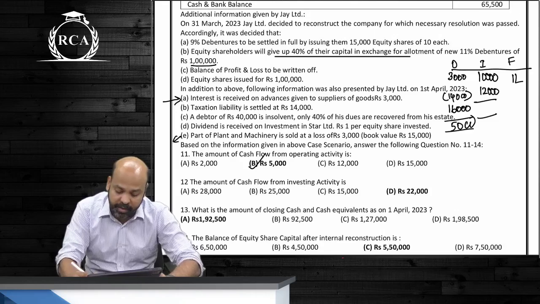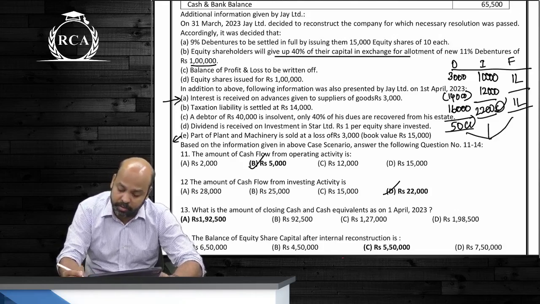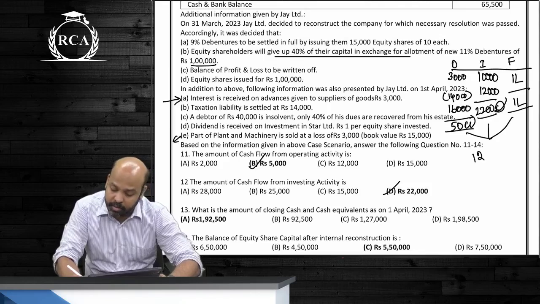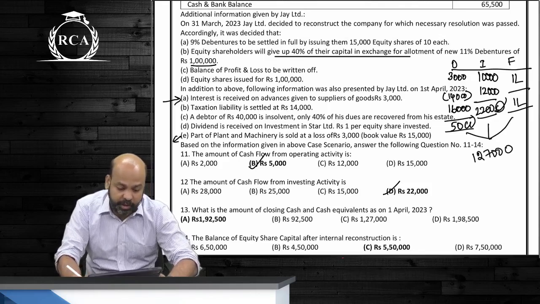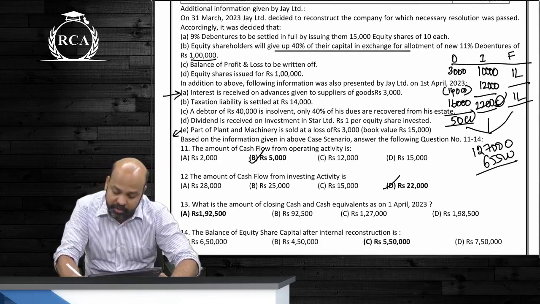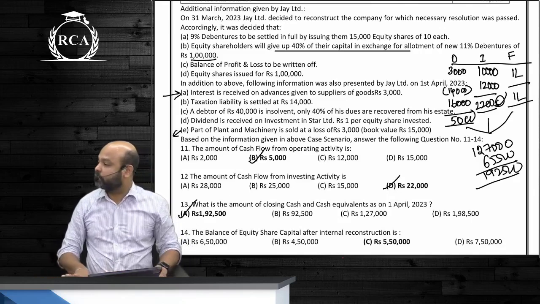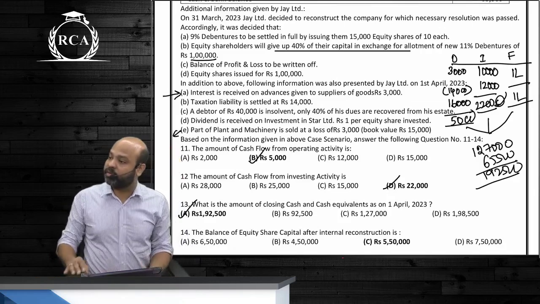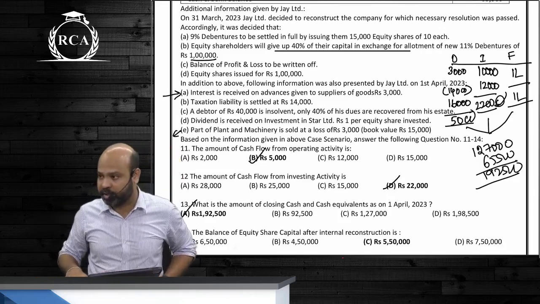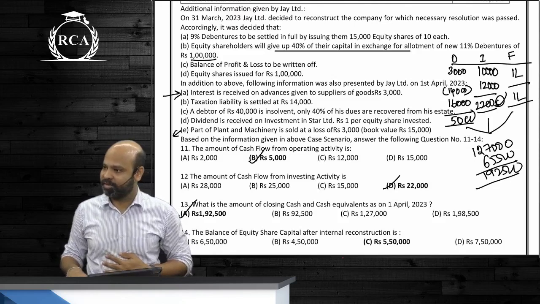What's the answer under investing? 22,000. What is the answer under financing? 1 lakh. Then cash and cash equivalents: what is the total of all three? 1 lakh 27. What are your opening cash and cash equivalents? 65,000. What will be your closing cash and cash equivalents? 1,92,000. That's the answer: operating, investing, financing, and closing cash and cash equivalents. Did you understand?